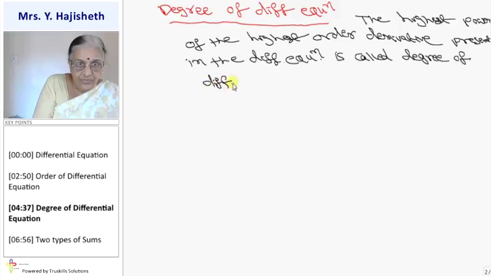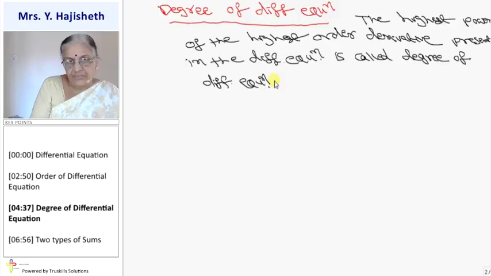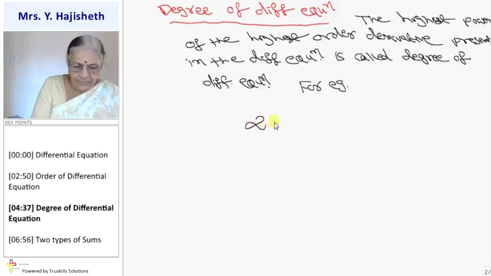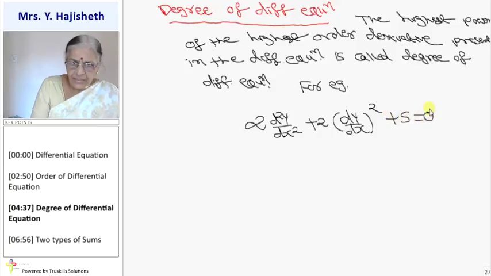But when you want to define the degree, first we have to simplify the differential equation, and then we can decide about the order and degree. For example, 2 d square y by dx square plus dy by dx whole square plus 5 is 0. Here the equation is in simplest form, so the highest order derivative present gives order 2.